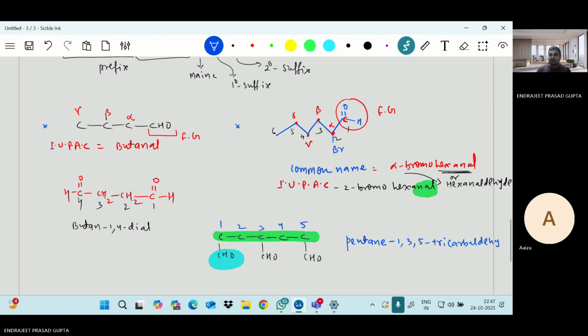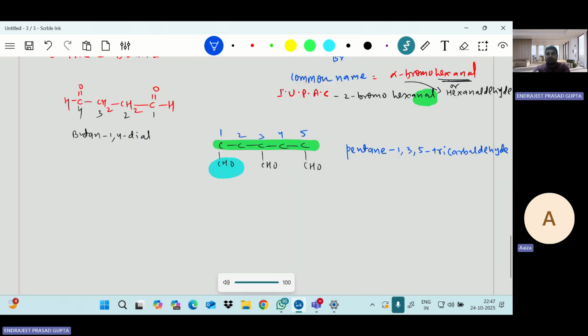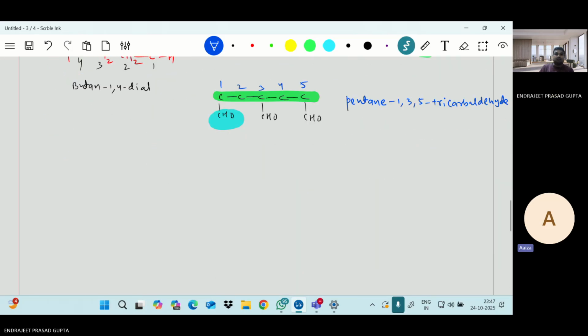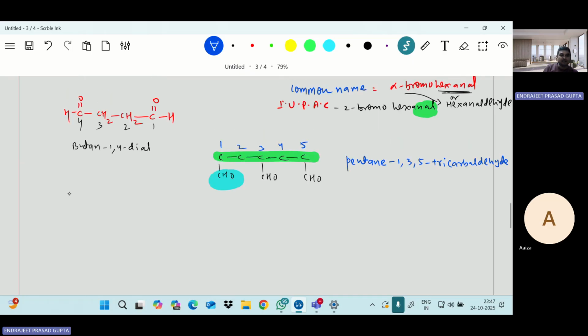Carbaldehyde. So this is the nomenclature of aldehyde. I hope you have got it. Sir, can you explain this butane-1,4-diol? Then once again, butane 1,4-diol. I'm taking another example, or let me explain it.